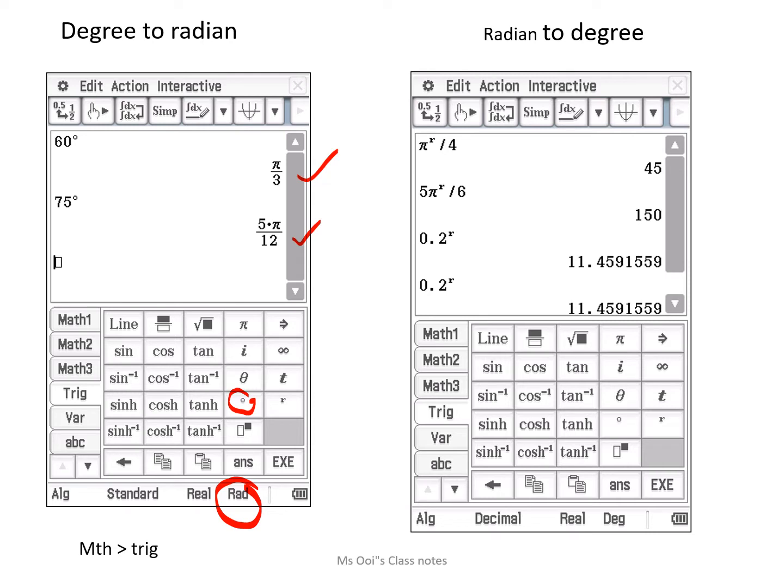From radians to degrees, make sure that you are in degree mode because you want to convert radians to degrees. Again, you go to trig and look for the r. That r is only the calculator's symbol for radian. The proper notation, or rather unit, for radian is actually c. When you copy in your work, please make sure you don't put r but rather c. But in our calculator here, that r is radian. So pi over 4 radians, press enter, and it gives you 45 degrees. Then 5 pi on 6, again make sure that you have r here, press enter, and you have 150 degrees.